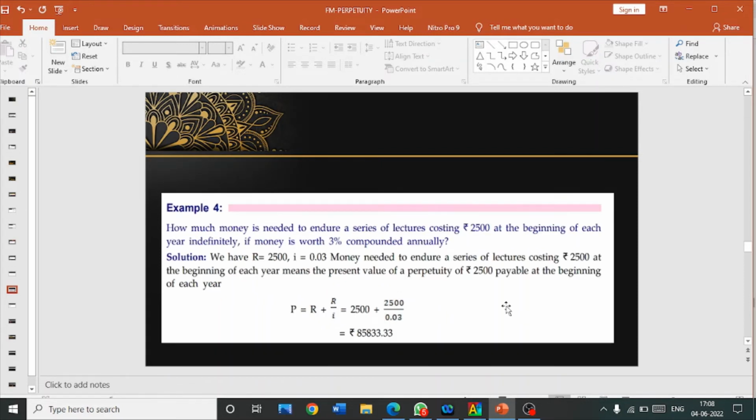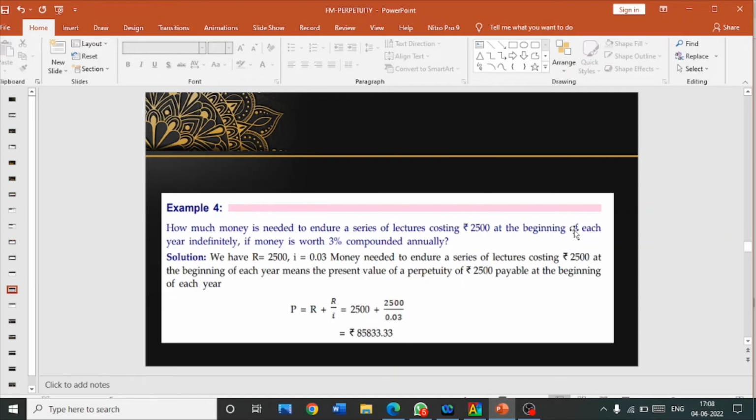Then example 4, how much money is needed to endure a series of lectures costing 2,500 at the beginning of each year if the money worth 3% compounded annually. So 3% rate of interest is 3%. It is compounded annually, so no need to divide it by any number. I and R are same here. So I is also 3%. 3% means 3 by 100, 0.03. Now they told the cash flow will be 2,500.